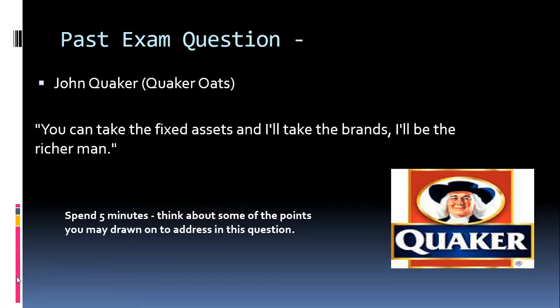I showed this question in the lecture and asked you to think about how you might answer it and what the key points are. Obviously all the stuff we talk about in this lecture is important, but it's about you demonstrating that you understand what point John Quaker is making in terms of the fixed assets. So what is he saying? What's the point? He's saying that he'd take the brands and need to be the richer man. So just something for you to think about. It's a past exam question, so just make some notes as part of your revision.